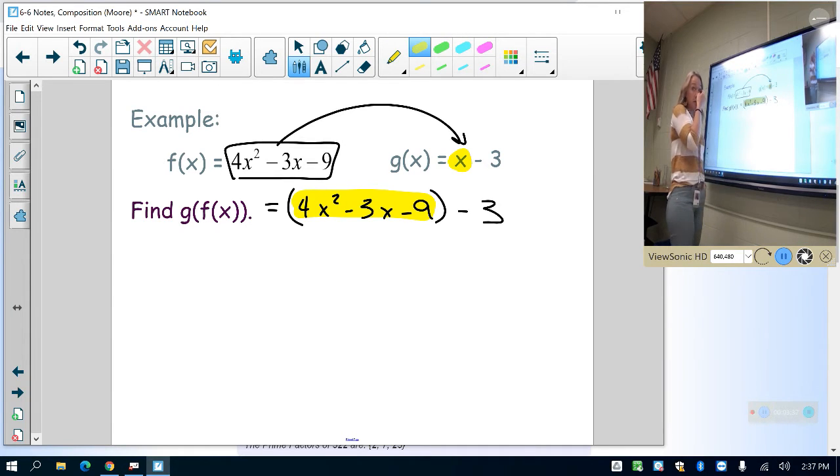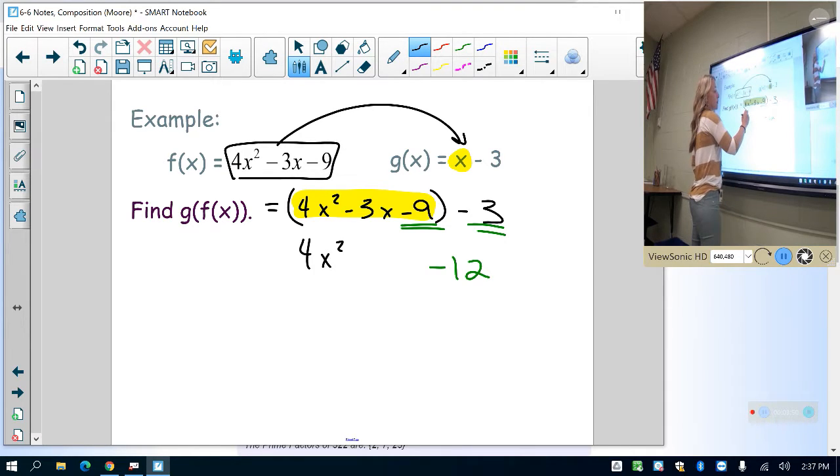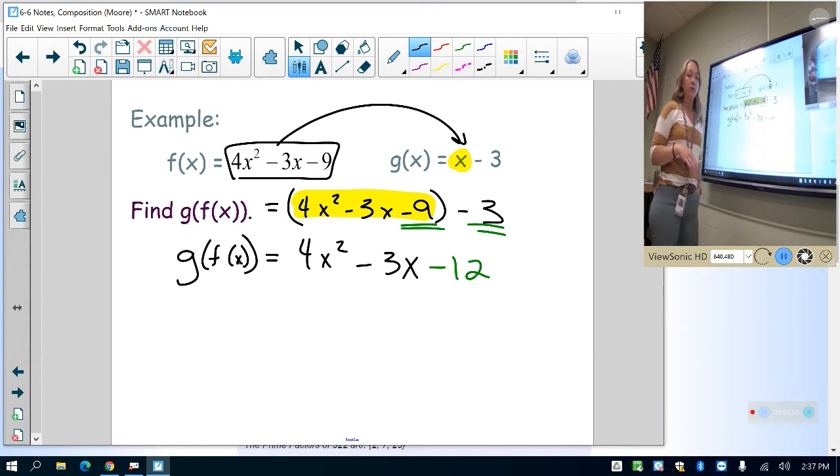Now, normally I would distribute to simplify, but there's nothing to distribute outside the parentheses, so we can go ahead and just combine like terms here. Negative 9 minus 3 is negative 12. So my solution is 4x squared minus 3x minus 12. That's g of f of x. Now we're going to come back to this in a little bit, so remember that in a minute. We're going to come back to this slide.